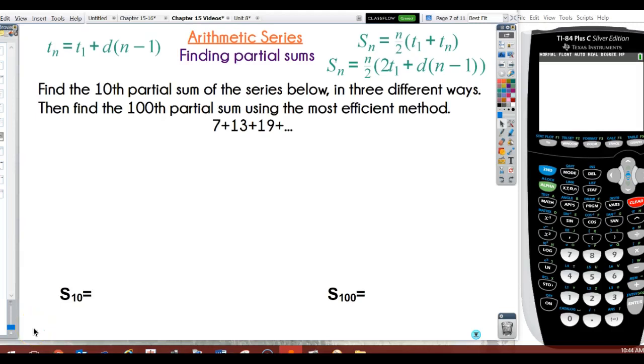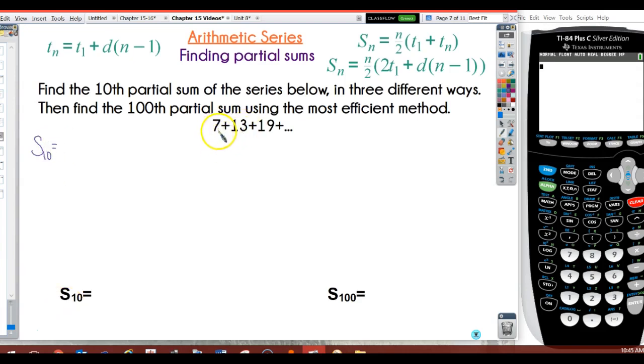In this video, we're going to find partial sums of the given series, 7 plus 13 plus 19, and so forth. So we're first going to find the 10th partial sum, and we're going to go over all three ways that we've done this in class. The first way is the least efficient, and that's just by simply finding all 10 terms and adding them together.